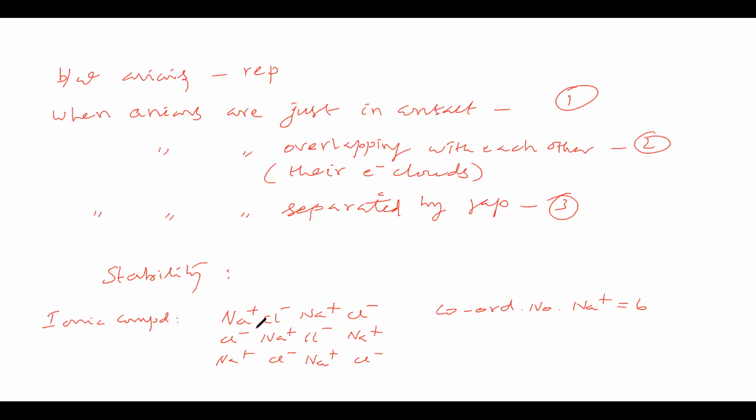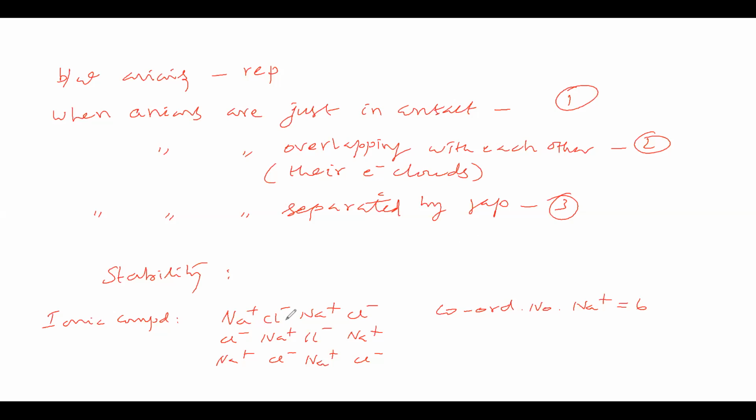Generally, anion repulsion will be there between them. If their electron clouds are merging and overlapping with each other, think about how the repulsion will be. Now, separated by some gap: if the distance increases between Cl minus ions, what will happen? Some other ion will come and sit in that empty gap. So the structure of the crystal itself varies.